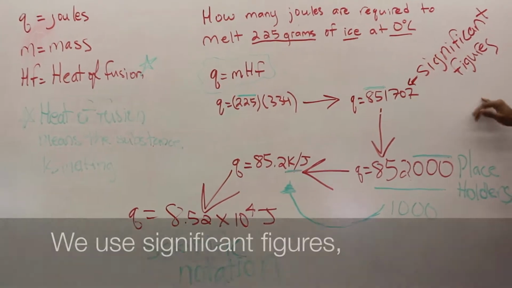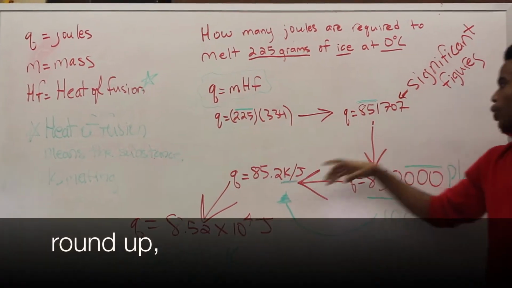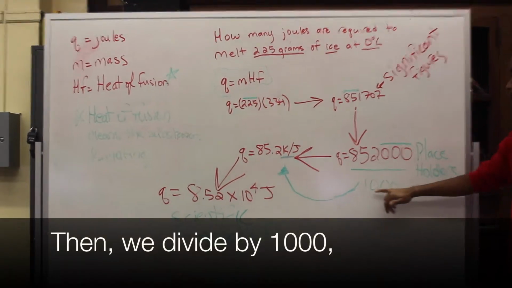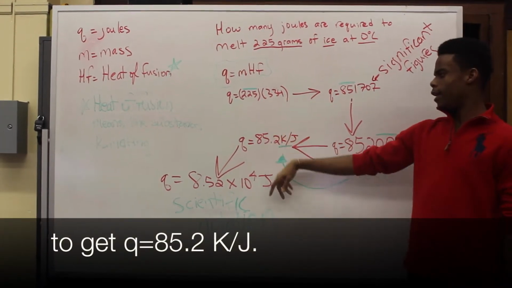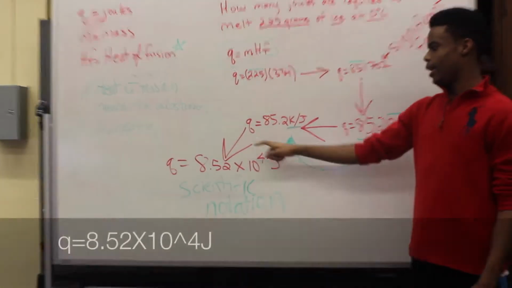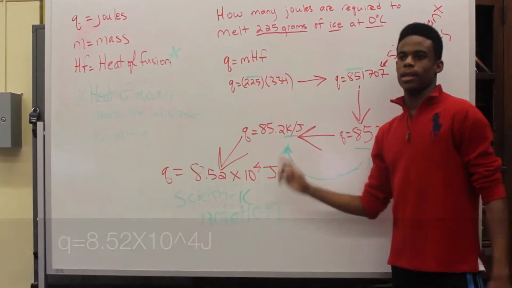851,770. We use significant figures, which means you take the least amount of digits, which is 225, we round, and then we use zeros as placeholders. Then we divide by 1,000 to get 85.2 kilojoules. Then we use scientific notation to get 8.52 times 10 to the 4 joules, which is the final answer.